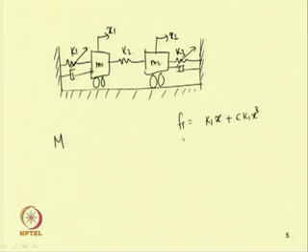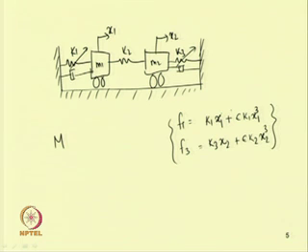Similarly, for the third spring we can write the spring force equal to K3 x2 plus epsilon K3 x2 cubed. This is x1, because the first spring will be extended by an amount x1. This way we can introduce the nonlinearity in the system.